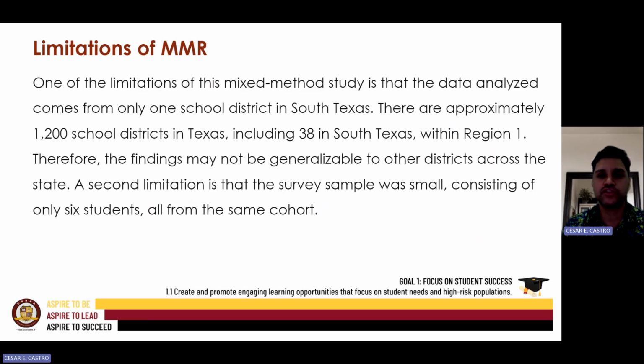One of the limitations of the mixed method study is that the data analysis comes from one school district in South Texas. And as we know, there are approximately 1,200 school districts in Texas, including 38 in South Texas. Therefore, the findings may not be generalizable to other districts, or they might not be applicable to other districts across the state. A second limitation is that the survey sample was small, consisting of only 6 students, all from the same cohorts.